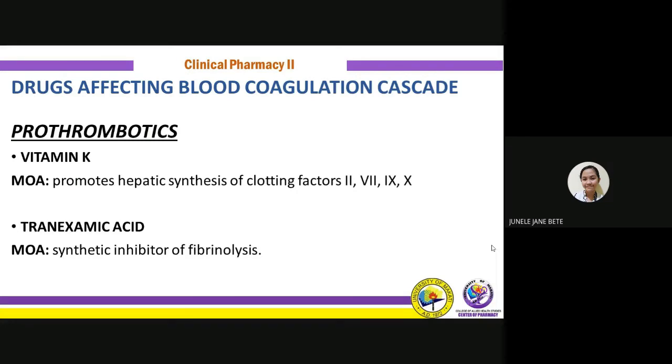The next is prothrombotics. They are also known as antifibrinolytics, antithrombotics. These drugs are used in bleeding disorder. First is vitamin K. It promotes hepatic synthesis of clotting factors 2, 7, 9, and 10, leading to formation of clot. Then, tranexamic acid is a synthetic inhibitor of fibrinolysis. It inhibits plasmin formation.